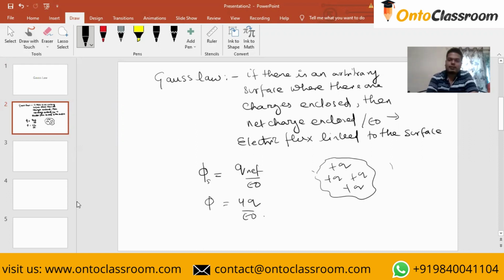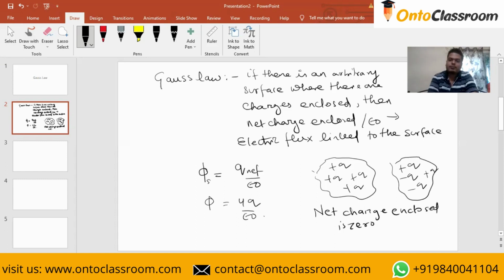Now, if in this arbitrary surface there are charges plus Q, minus Q, plus Q, and minus Q, what is the total net charge enclosed? Plus Q minus Q becomes 0, plus Q and minus Q becomes 0. So the net charge enclosed is 0. So flux is 0.